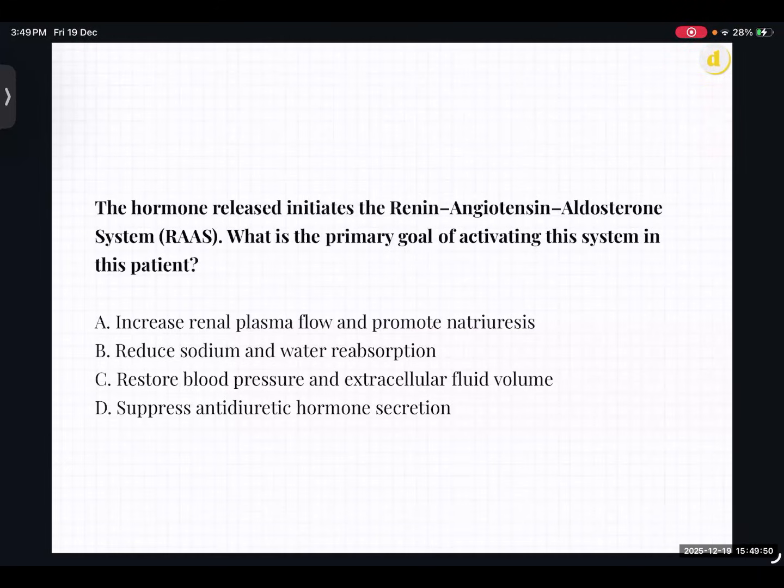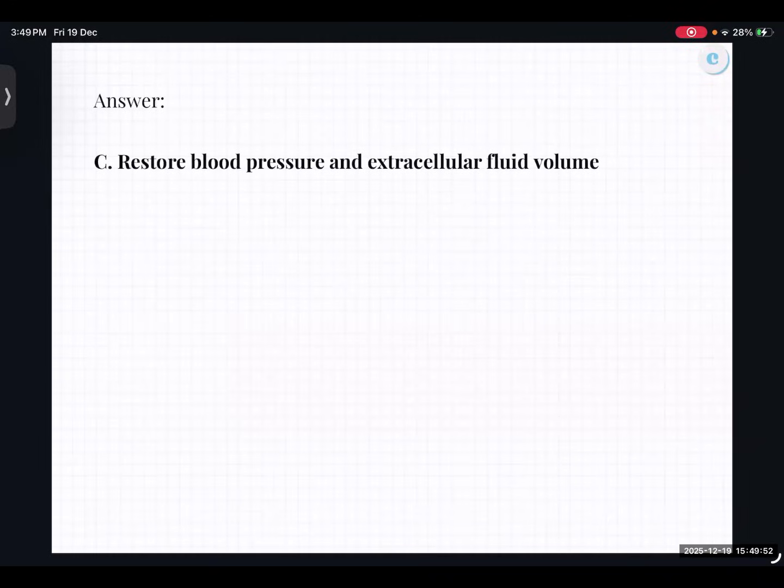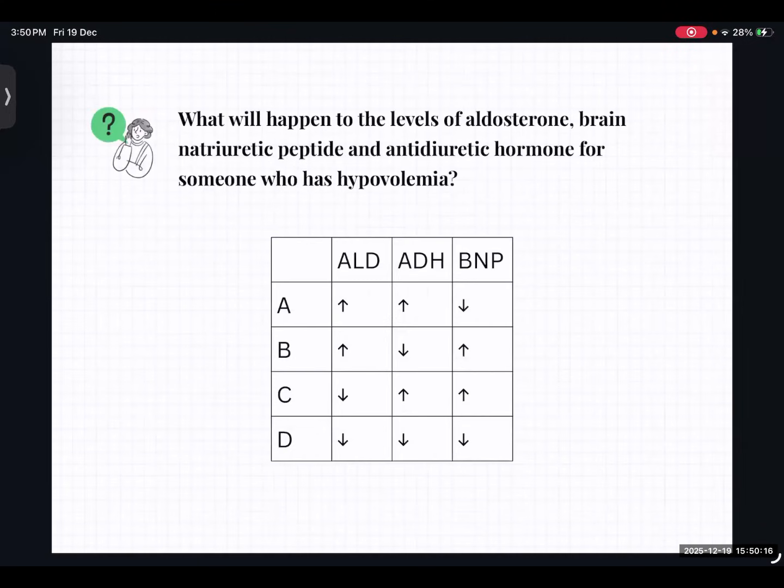Perfect. You guys are doing amazing, mashallah. It is to restore blood pressure and extracellular fluid volume by the various effects of aldosterone and angiotensin 2, including fluid retention and sodium reabsorption. For angiotensin 2, it's endothelium constriction and etc. Okay.